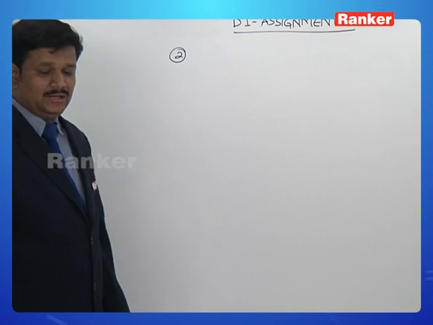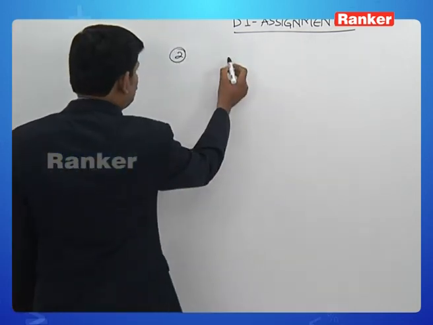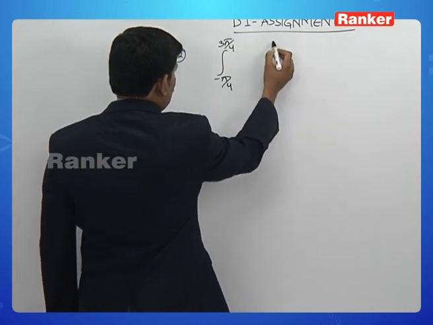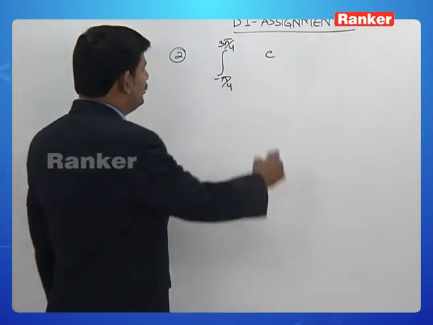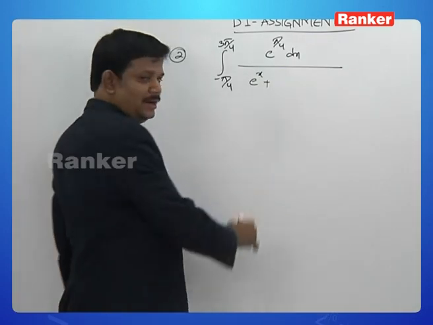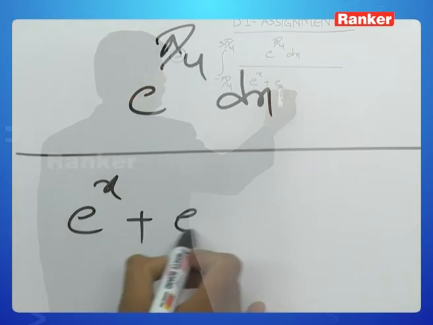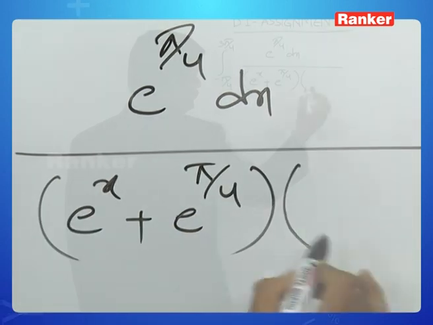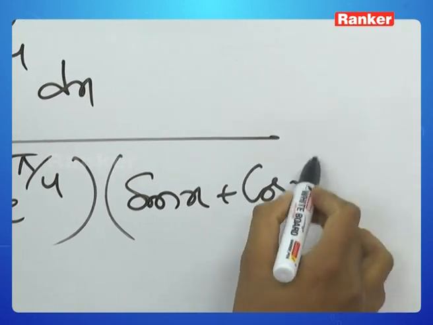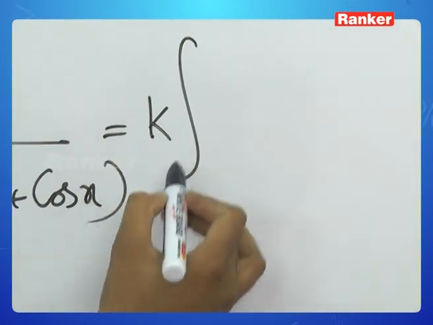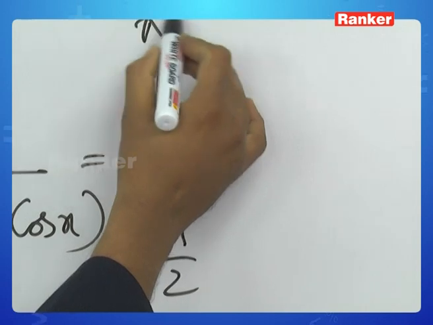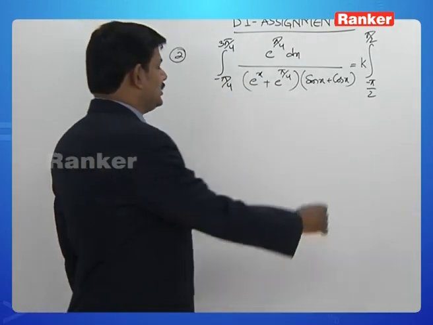It is given in the question that integral minus pi by 4 to 3 pi by 4 e power pi by 4 dx divided by e power x plus e power pi by 4 into sin x plus cos x is equal to k times integral minus pi by 2 to pi by 2 secant x dx.